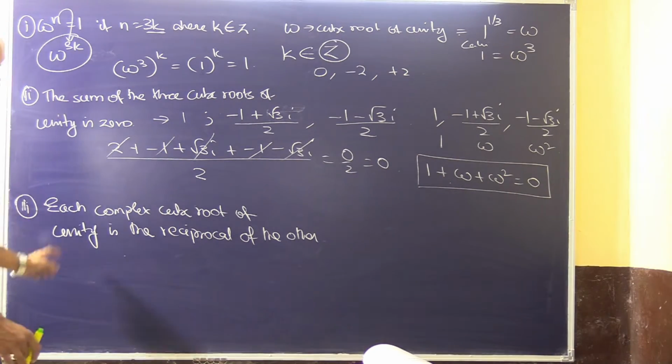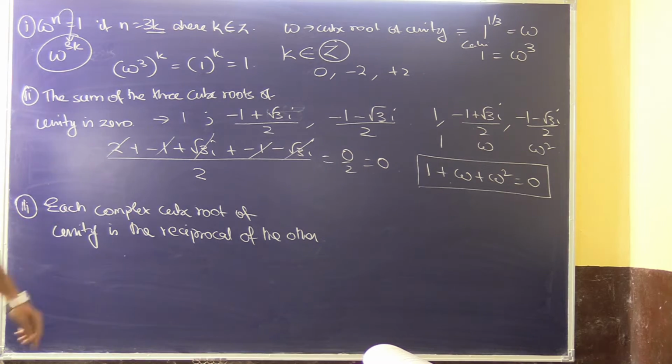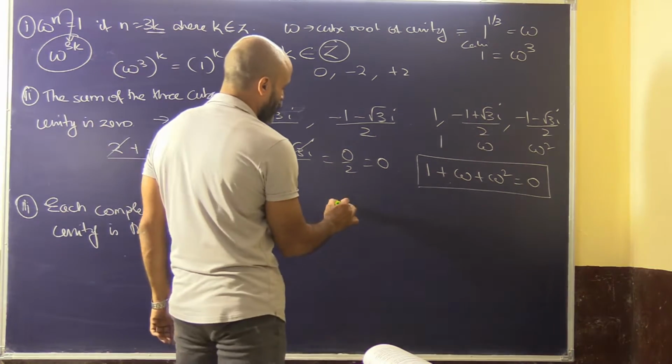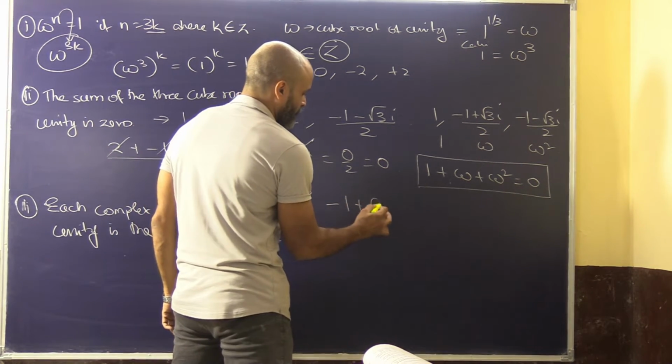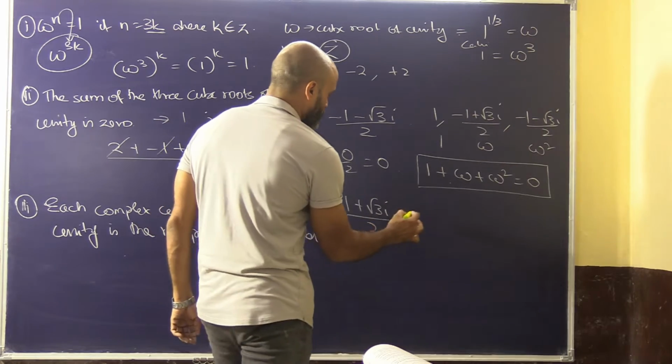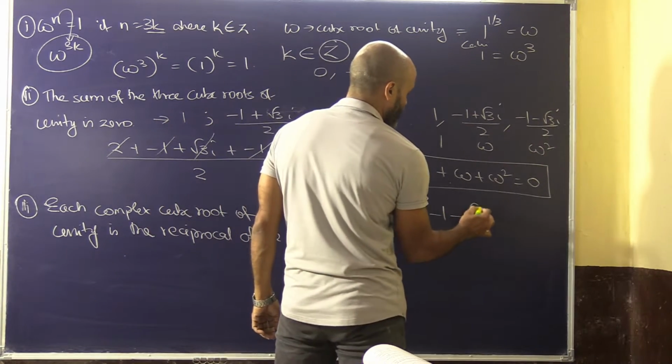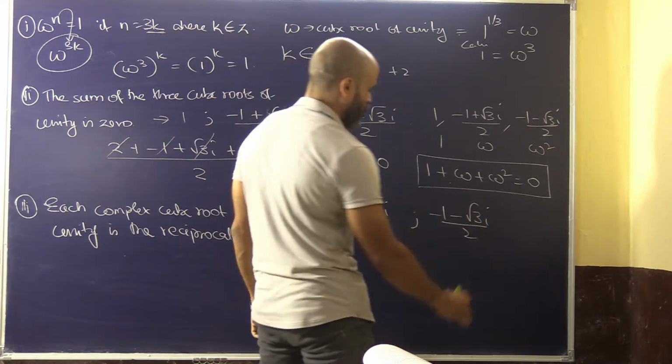Okay, alright. So each complex cube root of unity is the reciprocal of the other. So we know that there are two complex cube roots of unity. One is (-1 + under root 3i) by 2 and the other one is (-1 - under root 3i) by 2. Okay.